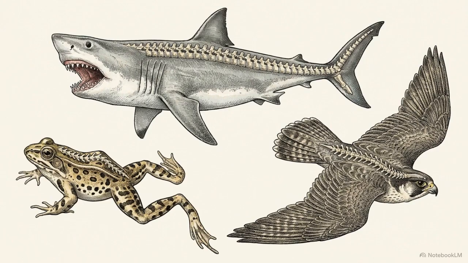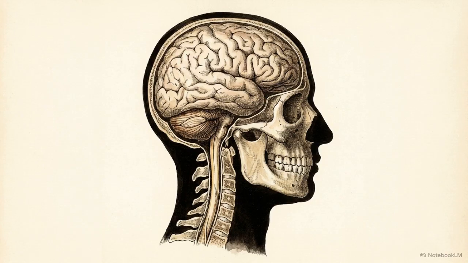This backbone anchored the powerful jaws of fish, supported the limbs of amphibians, and enabled the complex adaptations of birds and mammals. The vertebrate skeleton does more than support weight. It provides the secure housing for the complex central nervous systems that characterize human beings.